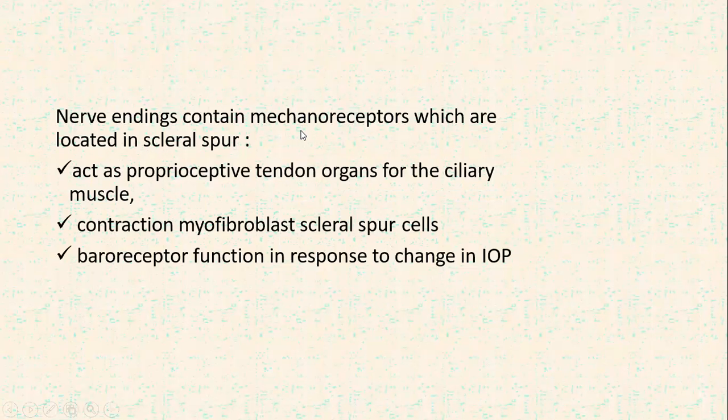Now it contains mechanoreceptors which are located in the scleral spur. That's what they act on when the longitudinal muscle fibers, the ciliary muscle fibers, are contracting, they prevent the collapse of the scleral spur. So how does that nerve ending act as a group? They act as proprioceptive tendon organs of the ciliary muscles' contraction, myofibrils, scleral spur cells, and baroreceptors function in response to change in the IOP. So basically you have three functions in the scleral spur. First, they act on the ciliary muscle tendon; second, contraction of the myofibrils and scleral spur cells; and third, they act on the changes in the IOP.